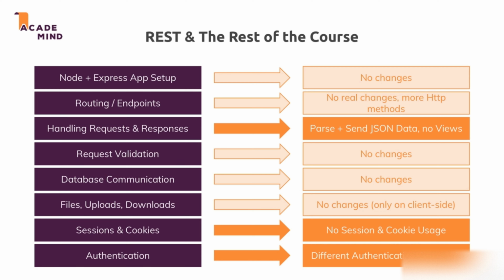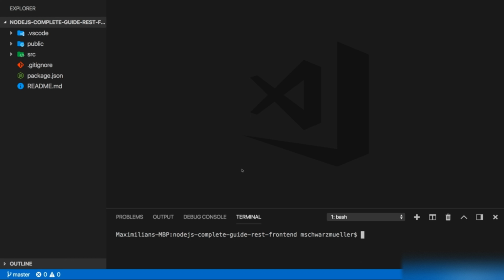Let's see which project we'll be working on and how we can work on it. Attached to this video, you find a new project, and this is now not a Node.js project. Instead, this is now a React.js project. React.js is a front-end JavaScript framework. It runs in the browser, and it allows you to create such a single-page application, which I mentioned in the last course module.